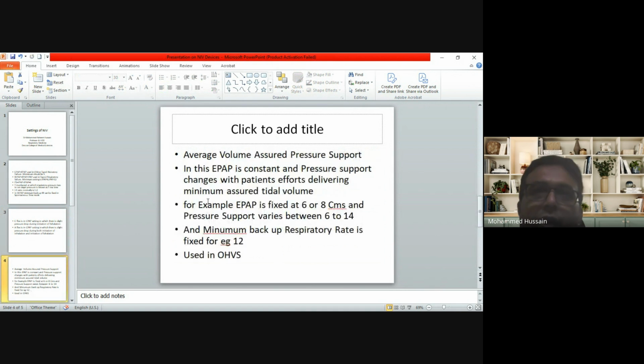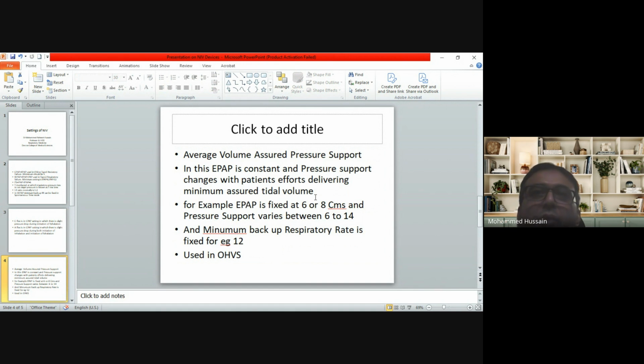One more setting is AVAPS. It is called average volume assured pressure support. Why do you use this one? Especially in OHS patients, who are unable to generate sufficient tidal volume. If you give, suppose, 6 EPAP and 12 IPAP, they will not be comfortable breathing with that. So if the patient is initiating breathing with pressure, pressure support will be delivered at around, for example, 6. If the patient is unable to initiate a breath effort, higher pressure support will be delivered to attain minimum tidal volume.